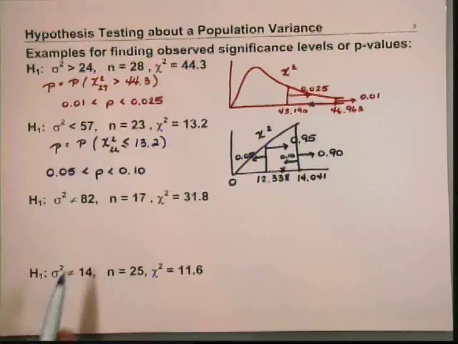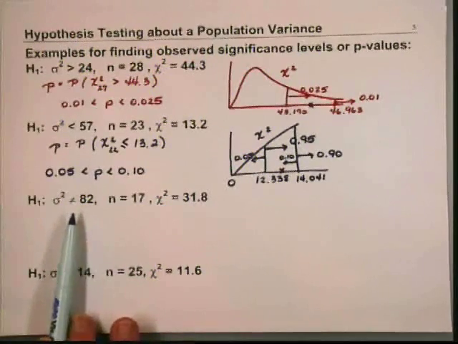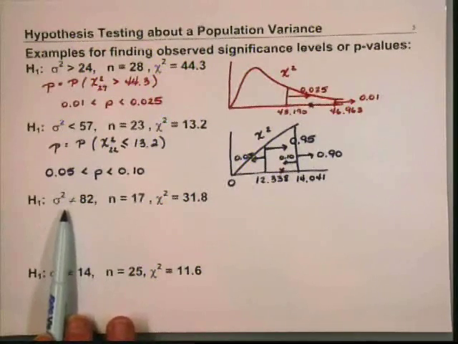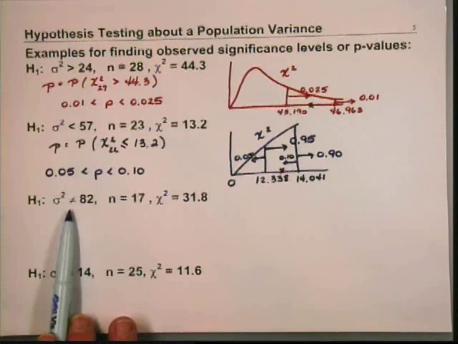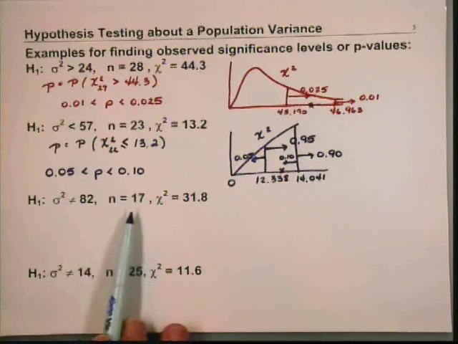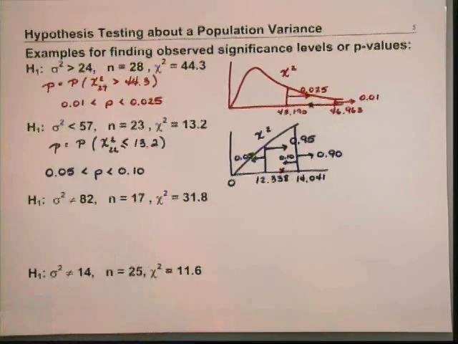All right, we're going to look at a two-sided test here. So I have the chi-square test for testing whether the variance is equal to or different from 82. We have a sample of size 17 and we compute 31.8.